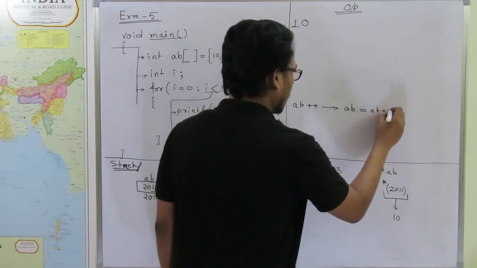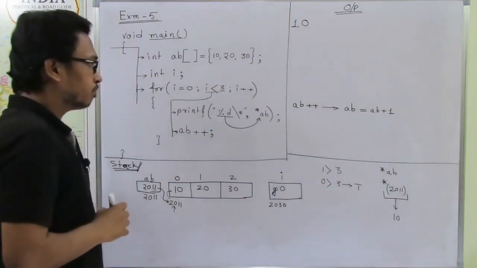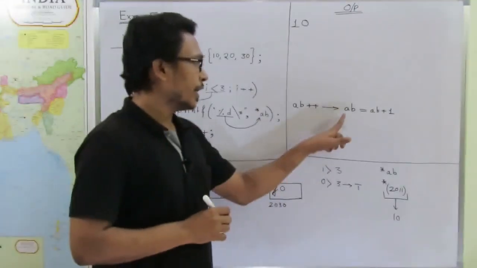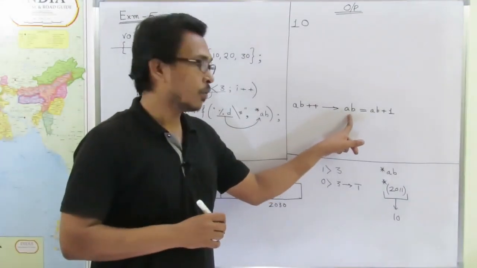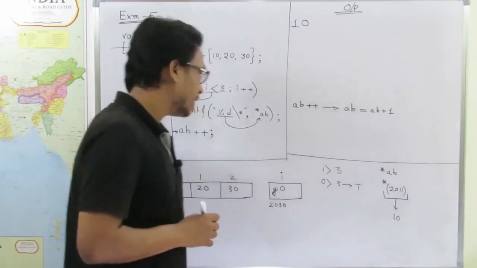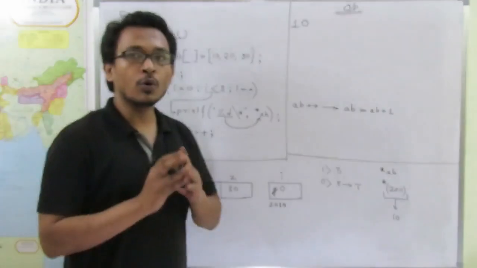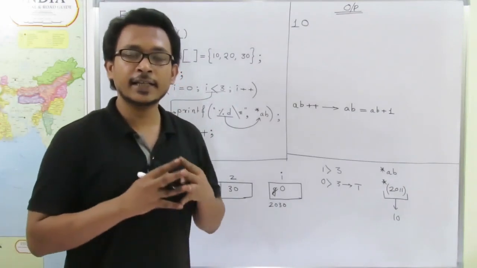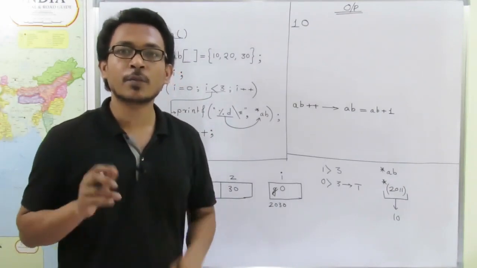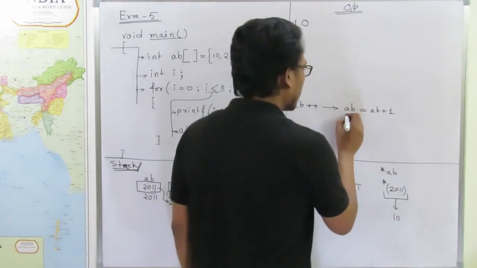AB plus 1. Now look at here, we are updating the value of AB. Now what is that AB? AB is the array. AB is our array name. Now we know whenever we declare any array, at that time the array name is a constant pointer. That means this is a constant pointer.